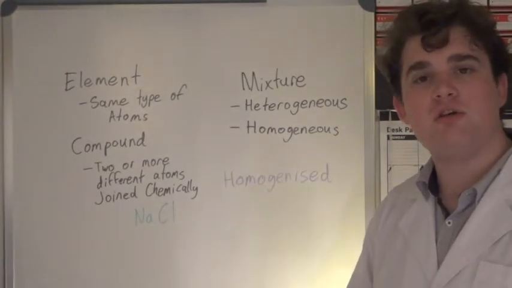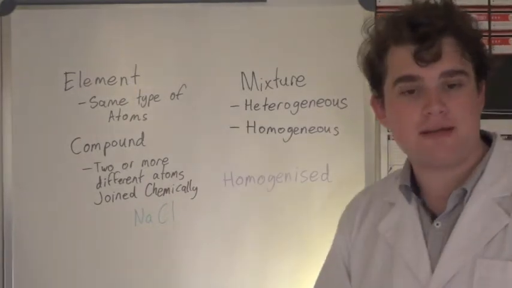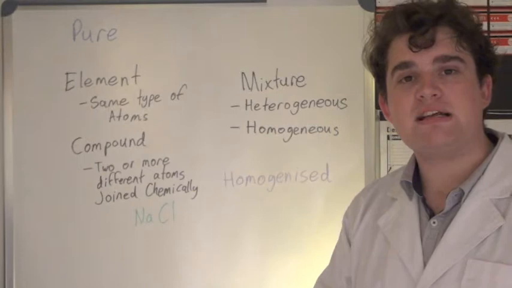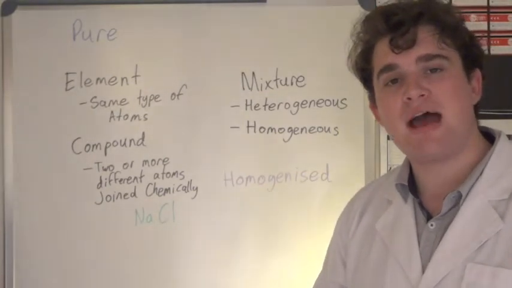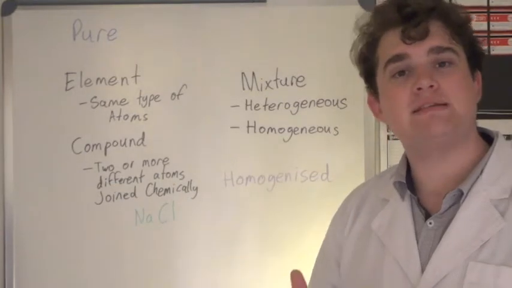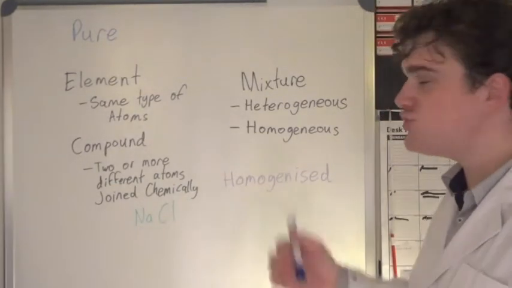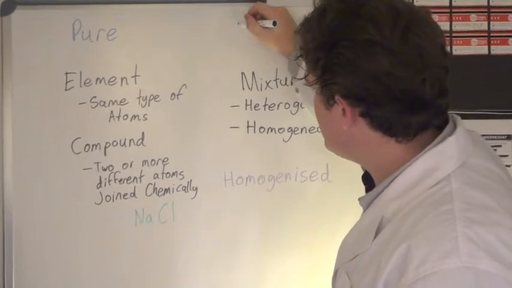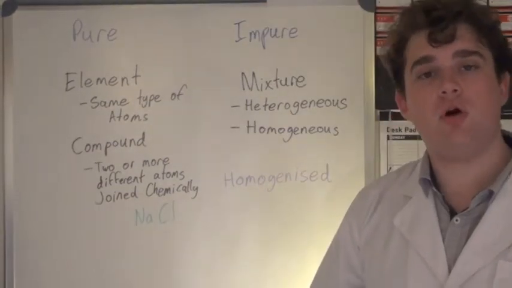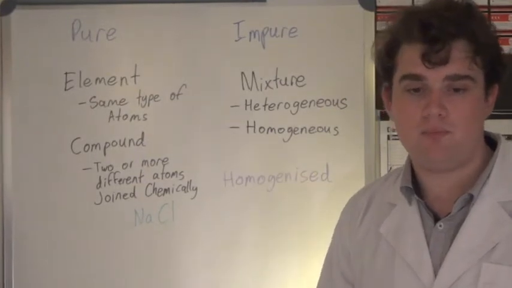I've grouped these things on the board left and right like this for a reason. Over here, these things are described as pure. Pure means that there is only one type of atom or compound present in the container or in the substance itself. Any mixture, on the other hand, is described as impure, because there is more than one kind of element or compound present in the sample.